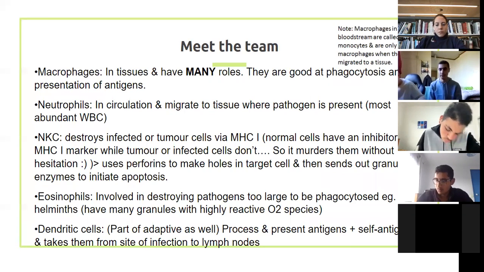Just a fun fact about macrophages: when they're in tissues, they're called macrophages, but when they're in the blood, they're called monocytes. Those two different types of cells are actually the same; it's just the naming convention, depending on where they are.